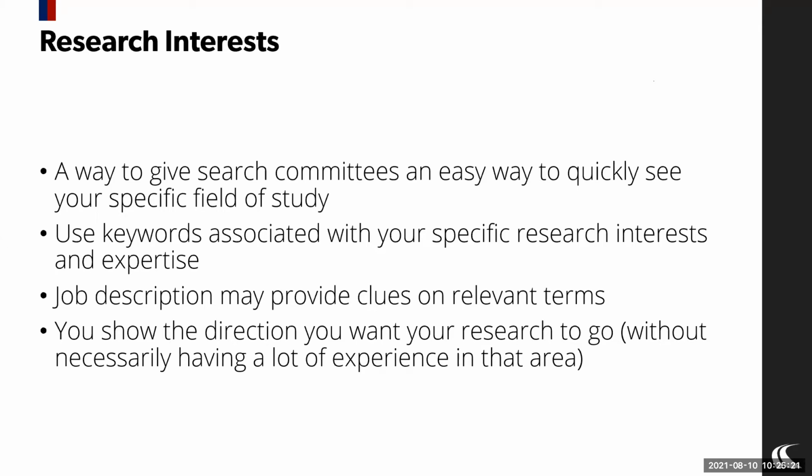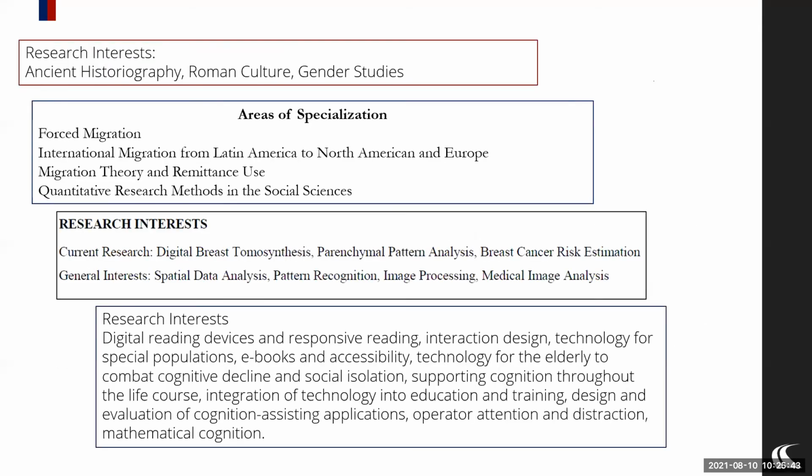And this is just a quick way for you to show the direction you want your research to go without necessarily having a lot of experience in that area. So lots and lots of PhD students are doing something now, looking to kind of pivot and shift in another direction as they move forward. And this can be a way to sort of say what those interests are if you don't have experience or a lot of experience in that. So I'll show you a couple quick examples of that as well. What are these areas of specialization, research interests, different ways to list that.